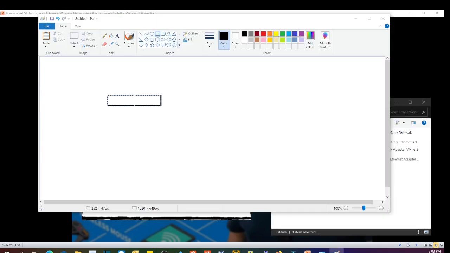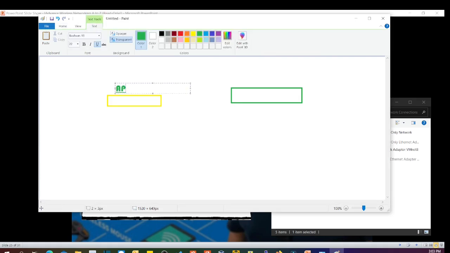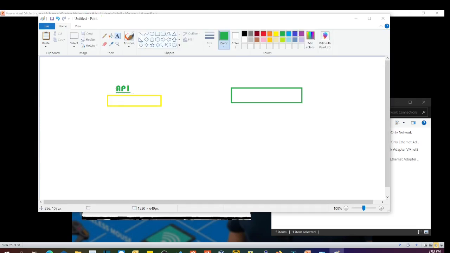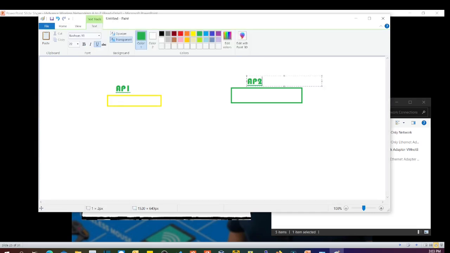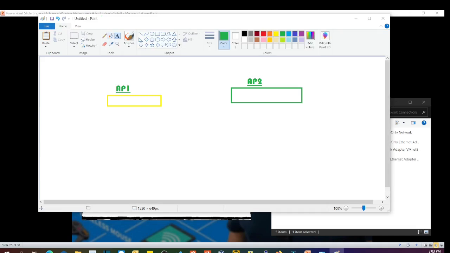And this is my access point. And this is my access point too. Remember that. So this is AP1, and this one is AP2. Access point 1, access point 2. This one is connected to the internet, and this one is not connected to the internet. This one is connected to a network switch. So remember this scenario. This is a network switch, and these two are wireless access points.